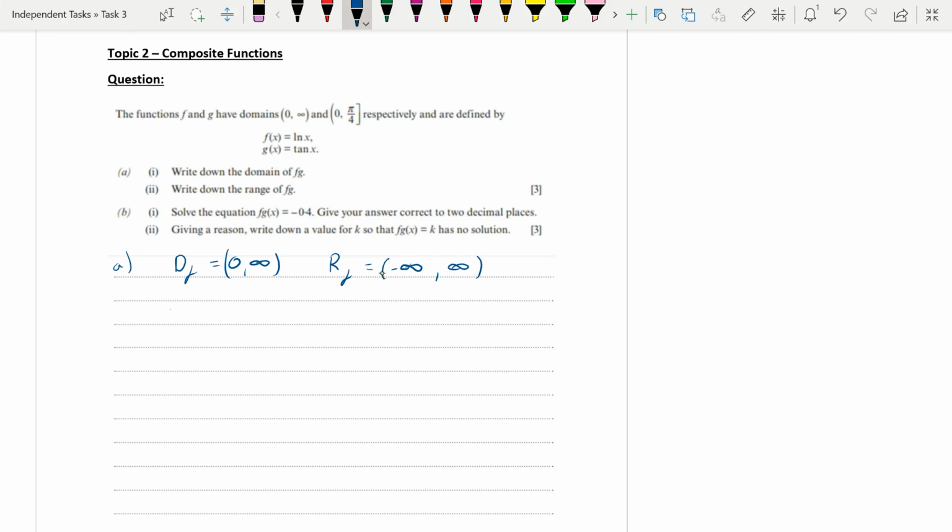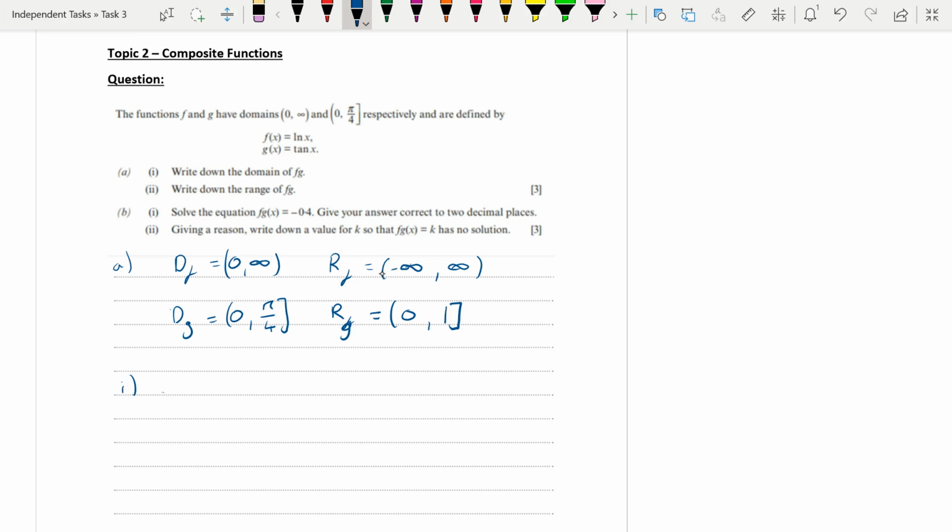Okay, let's look at the same thing for g. So the domain of g is 0 and then pi by 4, and it's a square bracket. Now if I take those two and plug them into tan, the range of g: 0 gives me 0, and pi by 4 gives me 1. So for part 1, I'm going to use these. That's why I wanted to do them all first.